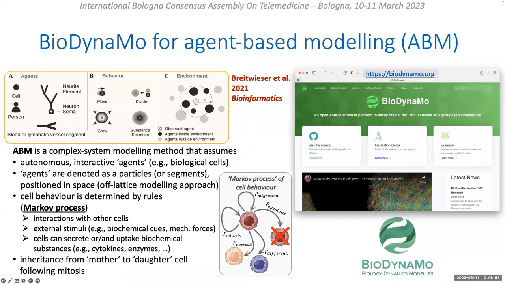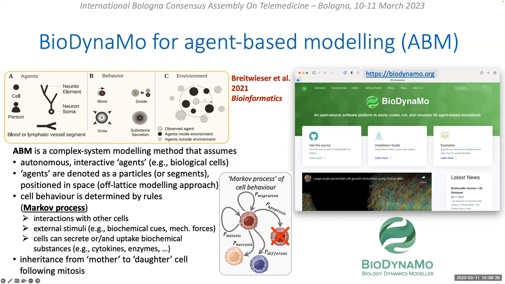To simulate and understand what happens at the cell scale, we are building the BioDynaMo platform for agent-based modeling, or ABM in short. Agent-based modeling is a numerical method used to model systems, biology, material, society, finance, etc., which assumes autonomous interactive agents as discrete entities. Agents can be denoted as particles to represent cells or segments to represent neurites or vessels, as shown on the graph to the left.